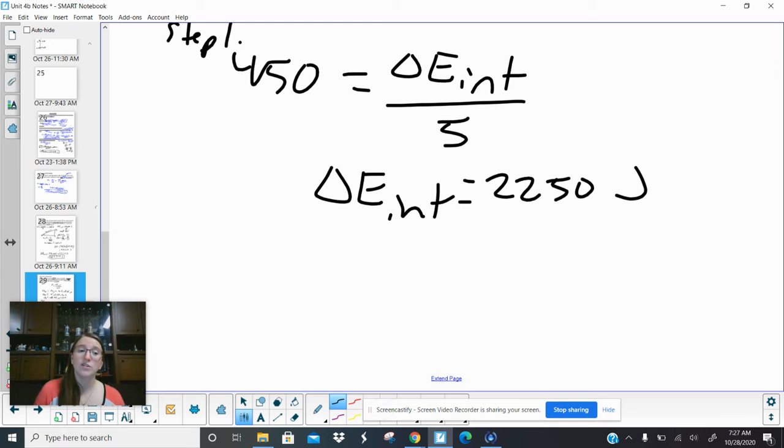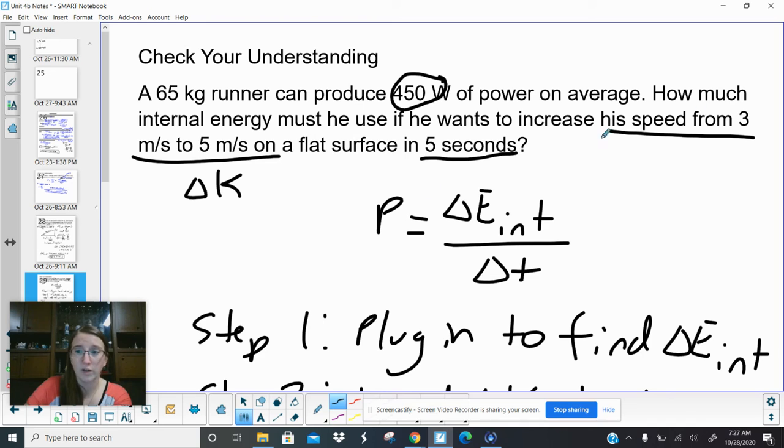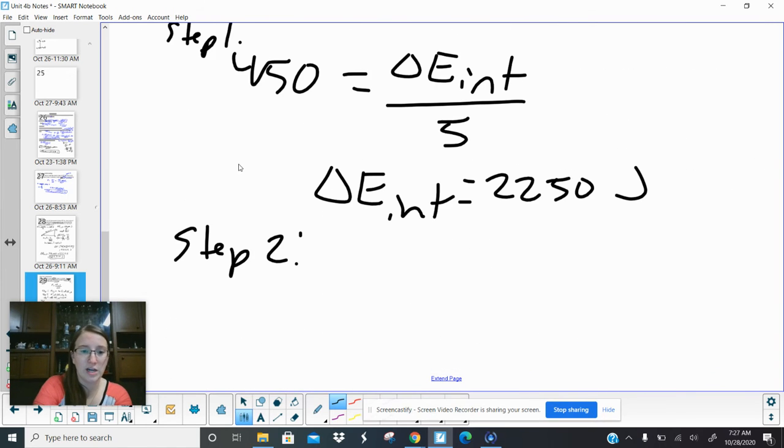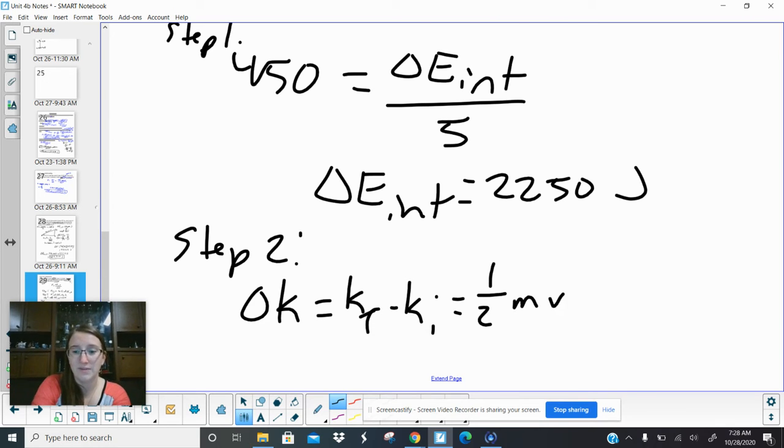However, we now have to overcome this change in kinetic energy as well. So we're going to now find how much kinetic energy he will have to use up or overcome to change from 3 to 5 meters per second. So this is our initial speed. This is our final speed. So coming down here, change in K equals K final minus K initial, which is 1/2 mass times V final squared minus 1/2 mass times V initial squared.